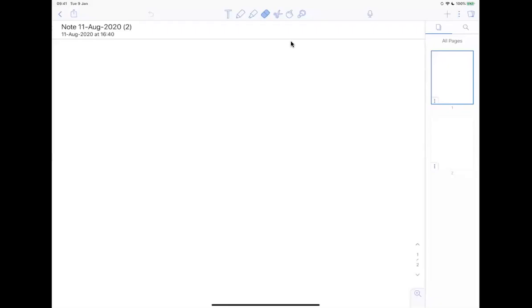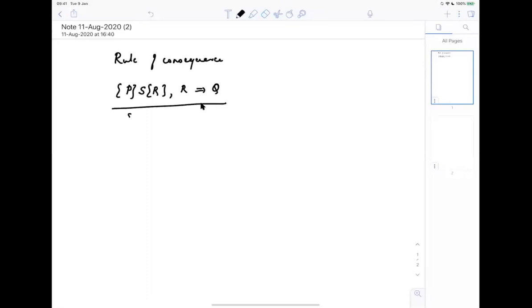In yesterday's class, we talked about two different rules. One was the rule of consequence, the two different forms in that. One which said P, S, R, comma, R implies Q. Then we have P, S, Q.